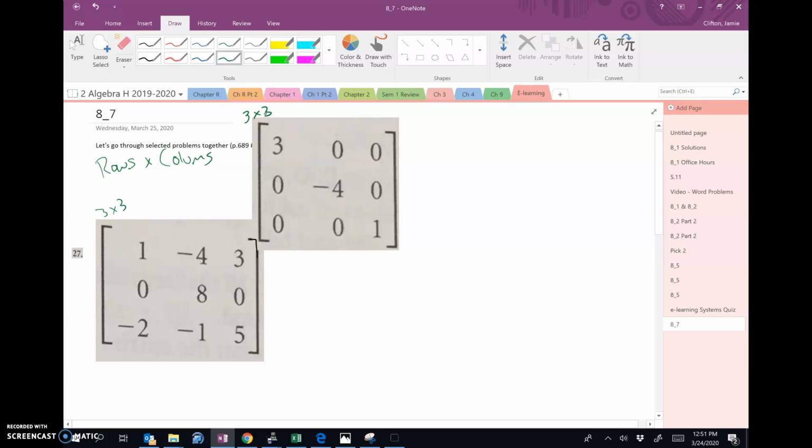It depends on their orders, and here's what it depends on. If the second number in the first matrix matches the first number of the second matrix, then you're good to multiply. And if they don't match, then it's undefined. It's impossible to multiply.